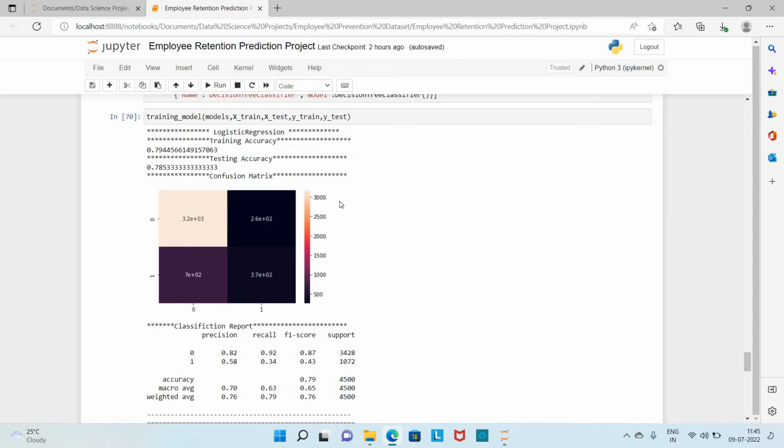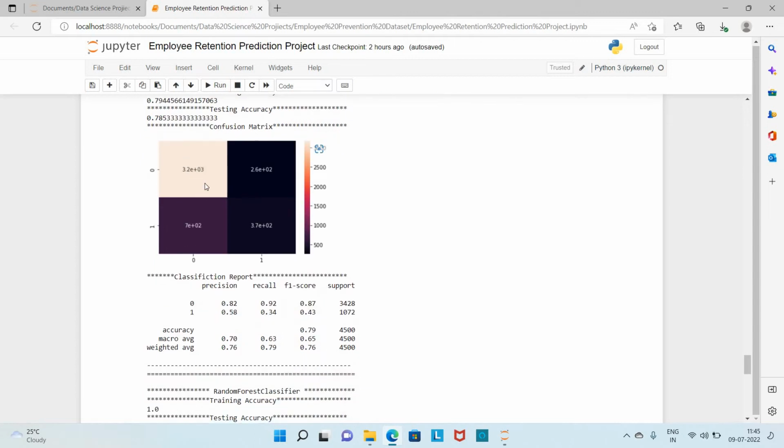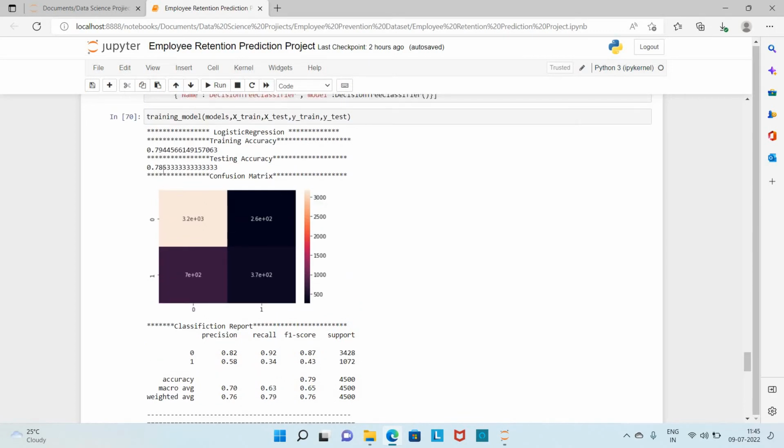So actually, this is the confusion matrix: how many were predicted as employee leave, and how many were actually employee leave. Likewise, how many did not leave the company, and how many were predicted to leave the company. We are comparing the actual value and the predicted value here. So the testing accuracy is based on this alone.